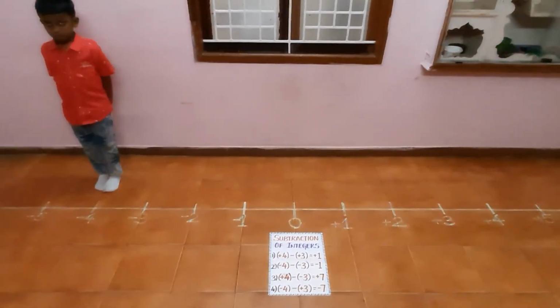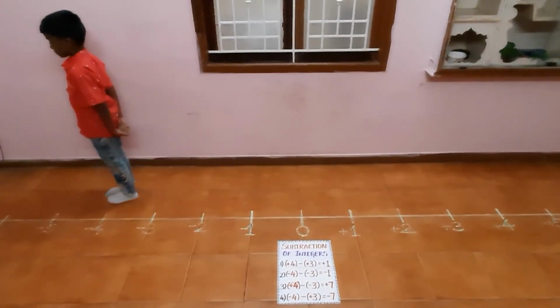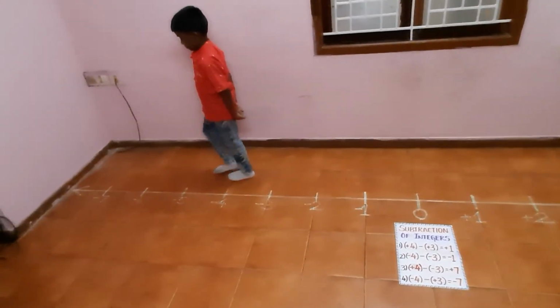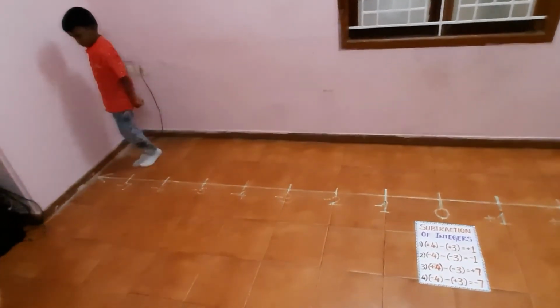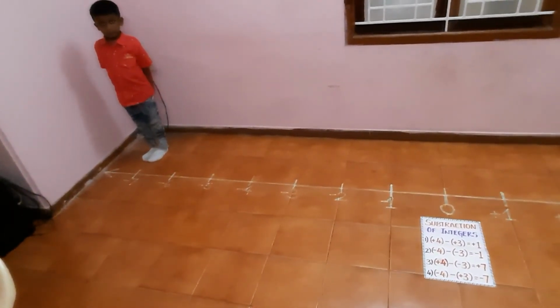And we have a minus sign. Therefore, again the kid has to turn towards the minus direction and we have plus 3. Therefore, the kid has to travel forward with 3 steps. Well done, baby. And the kid has reached minus 7.